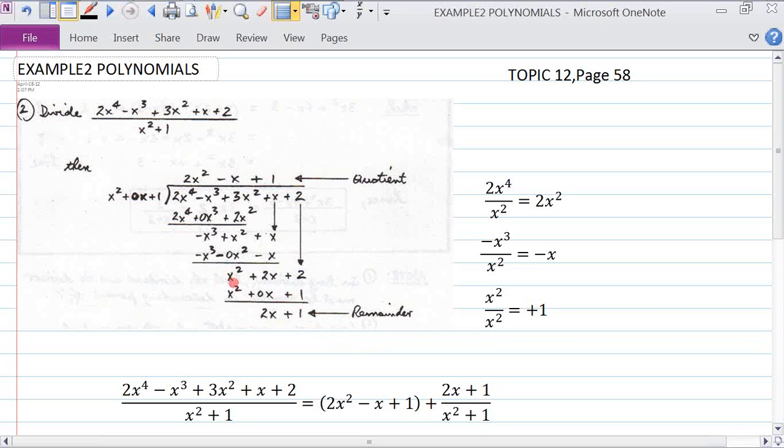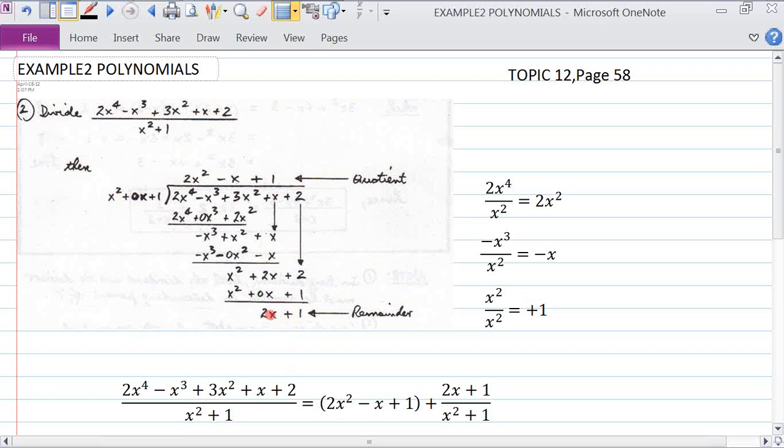So now I subtract. x squared minus x squared gives me 0. 2x minus 0 gives me 2x. And 2 minus 1 gives me 1. So this is my remainder. And now this power here is less than this. And that's when the problem has to end.